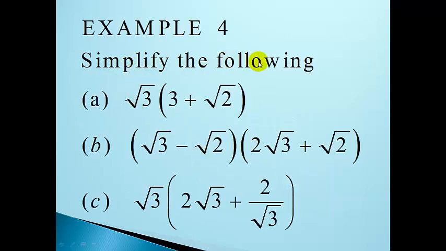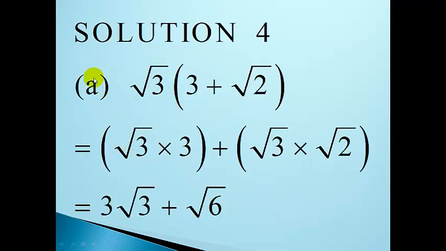Now simplify the following. A, root 3 times 3 plus root 2. B, root 3 minus root 2 into bracket 2 root 3 plus root 2. C, root 3 times 2 root 3 plus 2 over root 3. Now let's look at the solution. Solution to the question in A. Root 3 times 3 plus root 2.